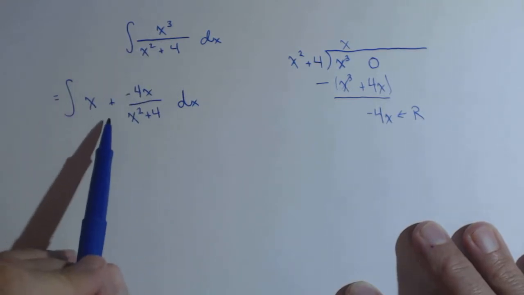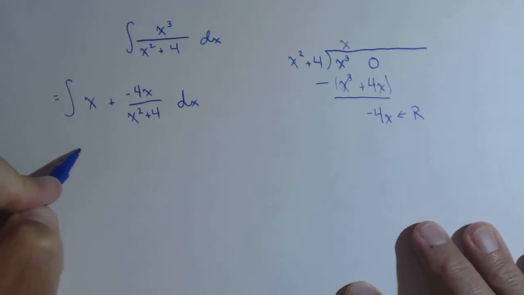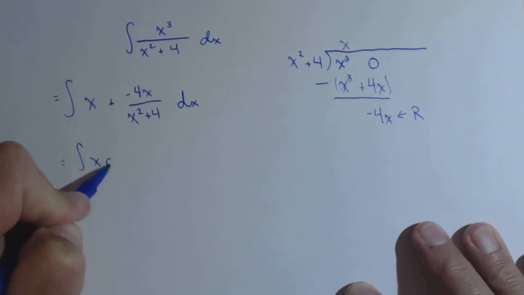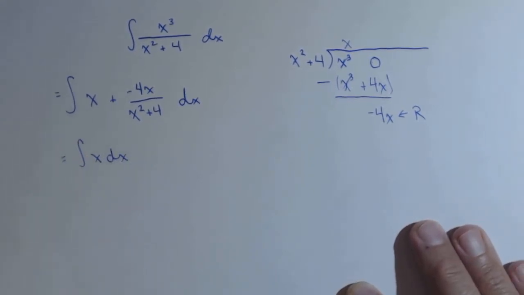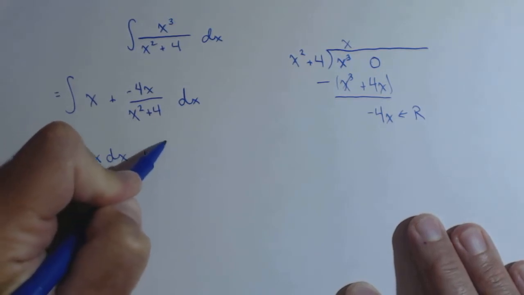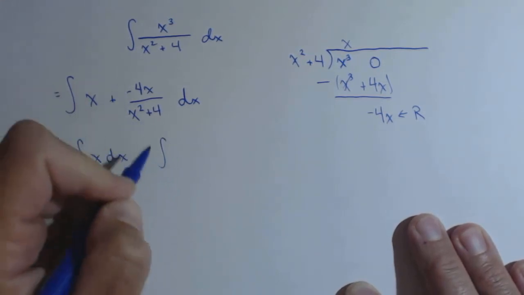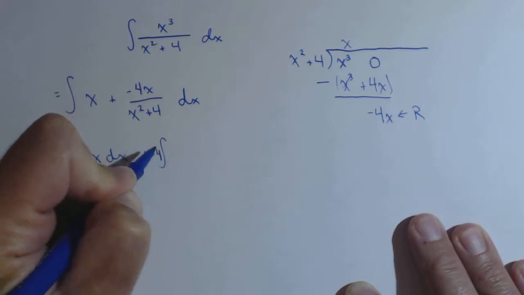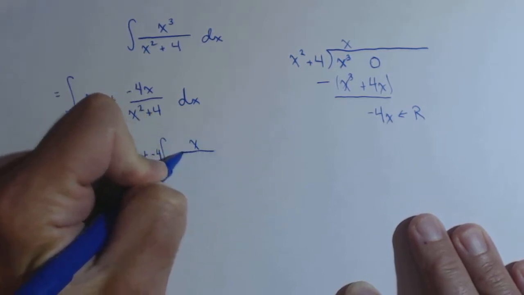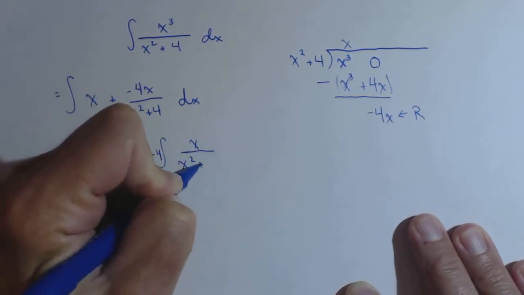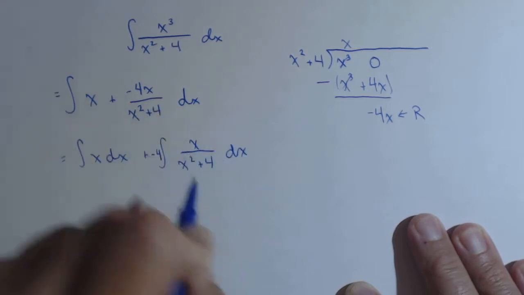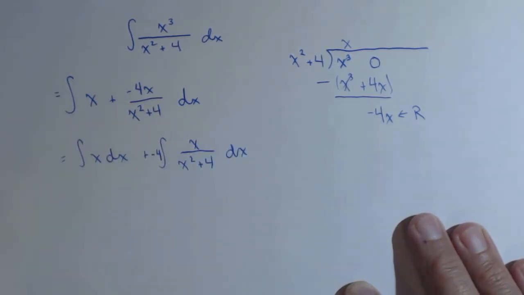What we're going to do is break this one up piece by piece. So we're going to look at the antiderivative of x dx, which is a nice easy one for us, plus the antiderivative of, I'm going to go ahead and pull out the negative 4, x over x squared plus 4 dx. Actually, that's not too bad. That'll be a u sub.